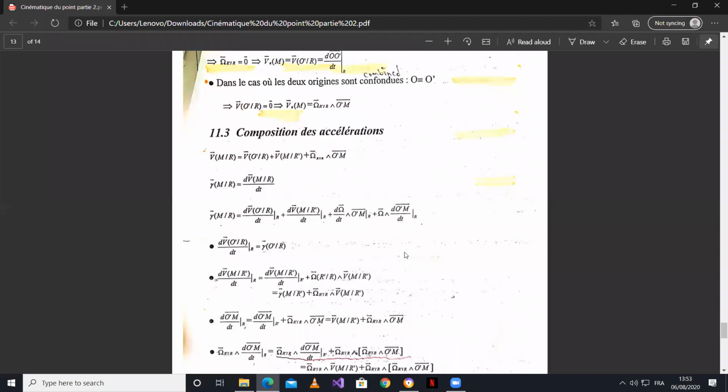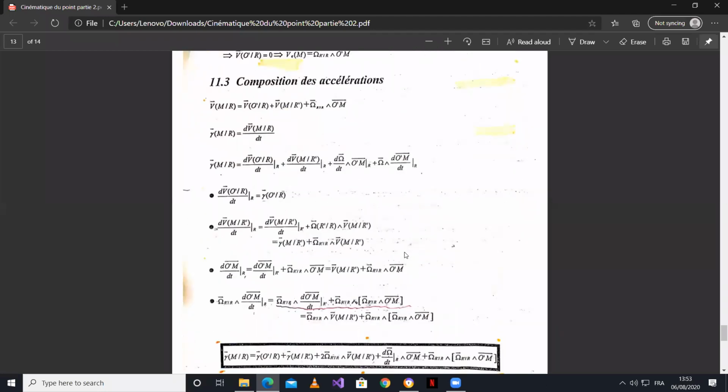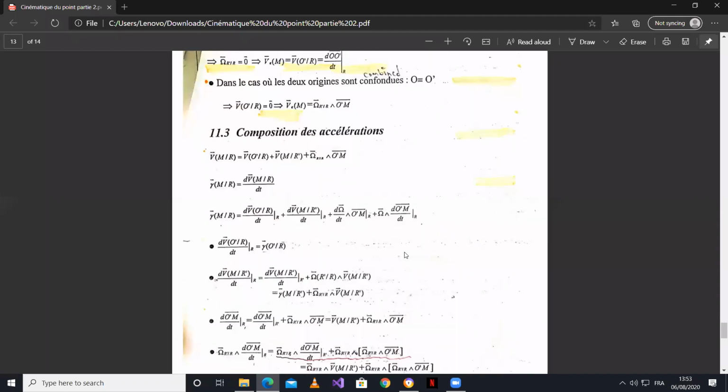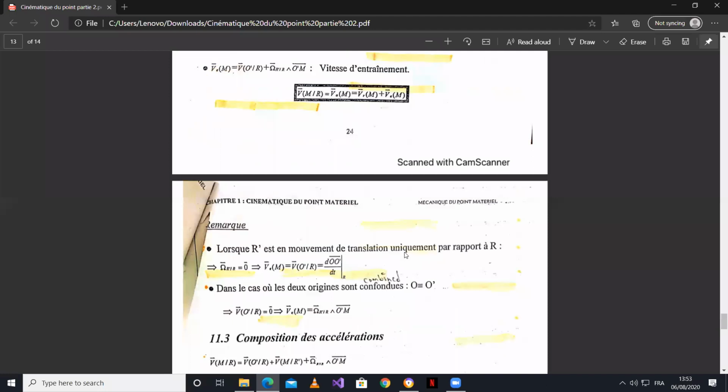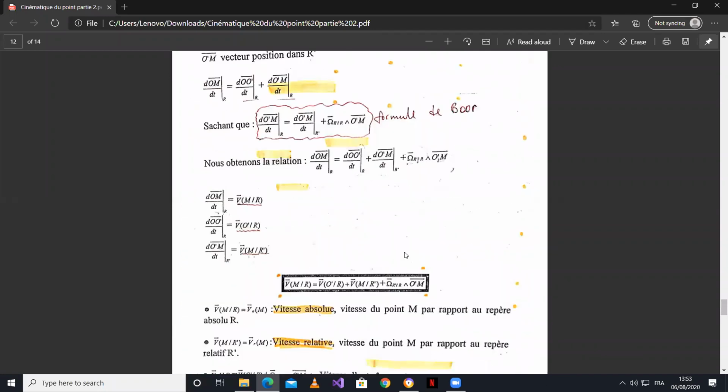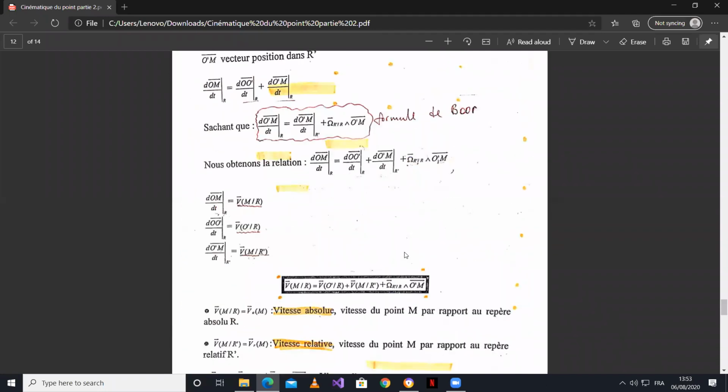Yeah, you need that. It wasn't clear on the last part of... you can go up again. No. Again. The last formula, vitesse relative. Vitesse relative, this one here. It's here?